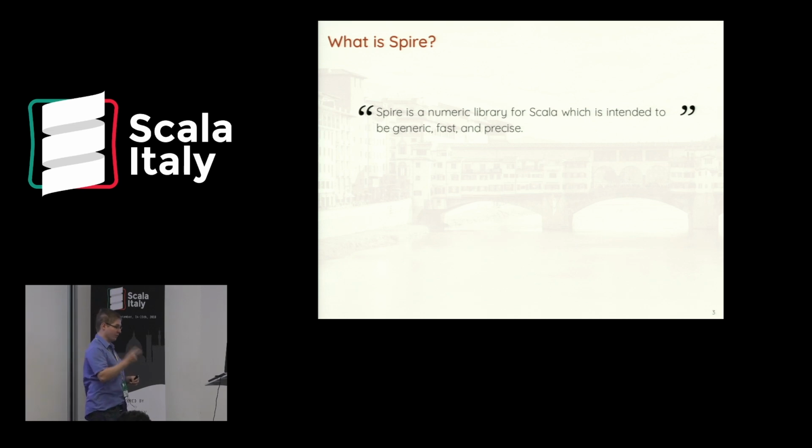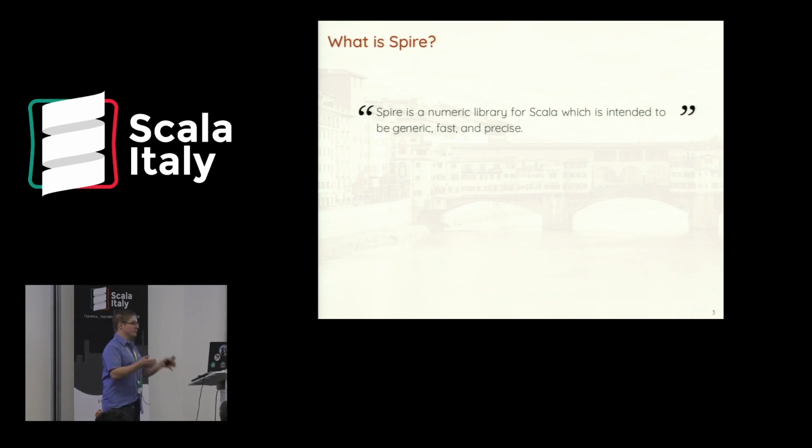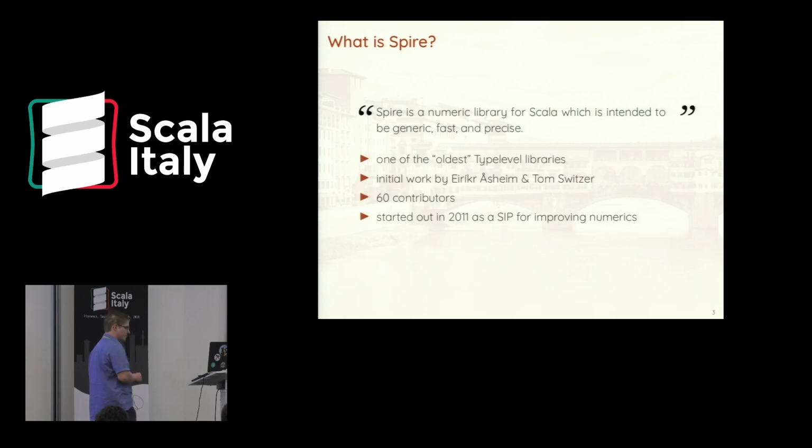It aims to do all three of these things, because very frequently when you're dealing with numbers on computers, you can be fast and precise but not generic, or you can be generic and fast but not precise. Usually you just have two of them. But Spire actually tries to give you all three of them, and this is really nice.